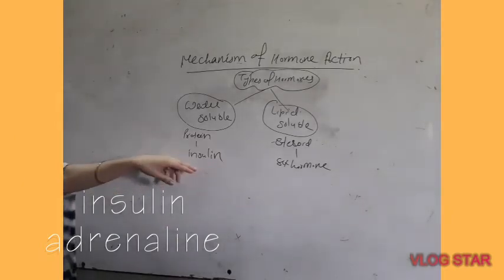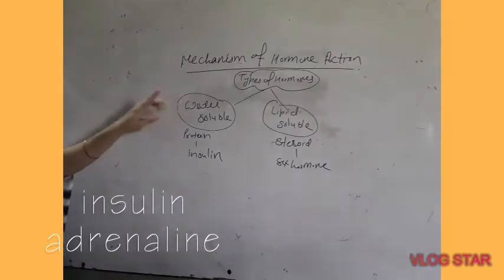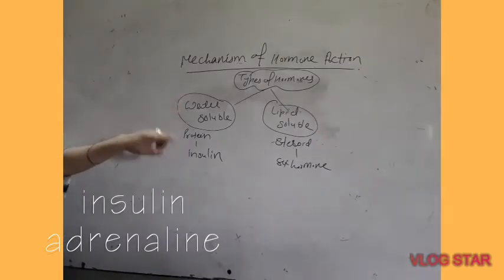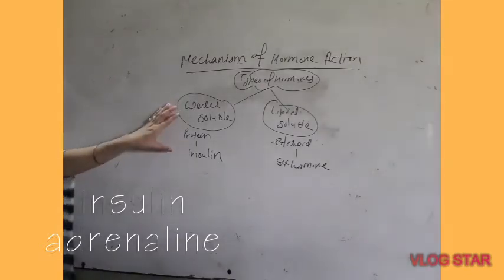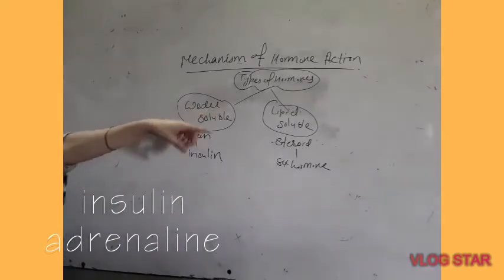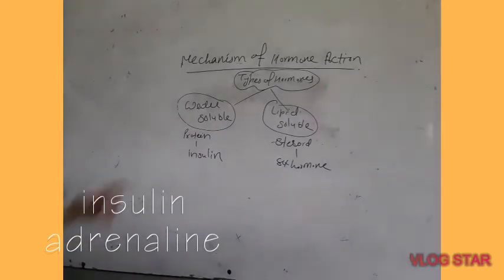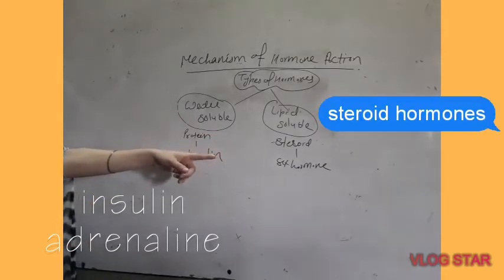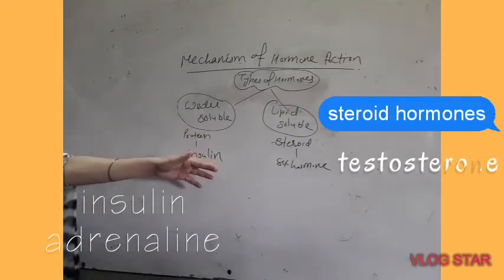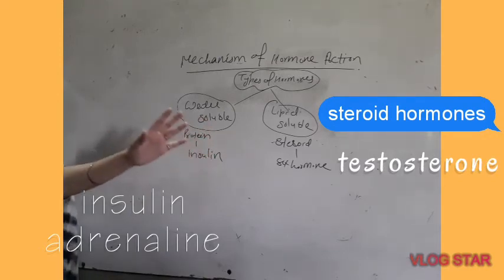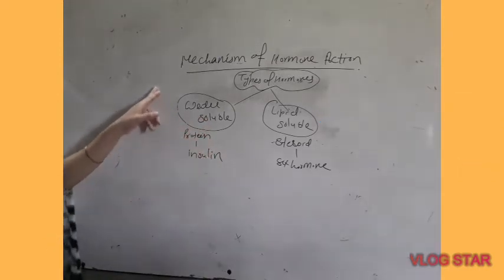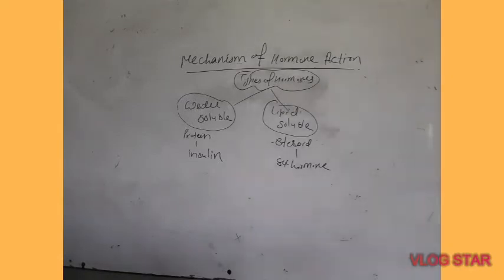We will study how water soluble hormones, by taking the example of insulin, enter the cell and complete their action. Lipid soluble hormones, for example all the steroid hormones, are lipid soluble. Examples of steroid hormones are sex hormones, for example testosterone in male, estrogen and progesterone in females. Clear? So let us study in detail now the action of water soluble hormones.